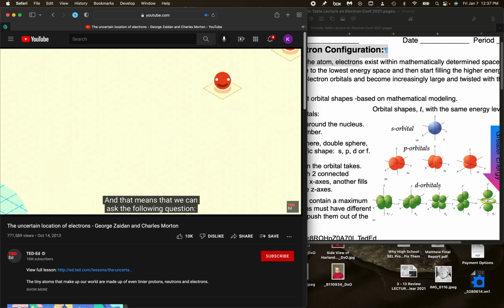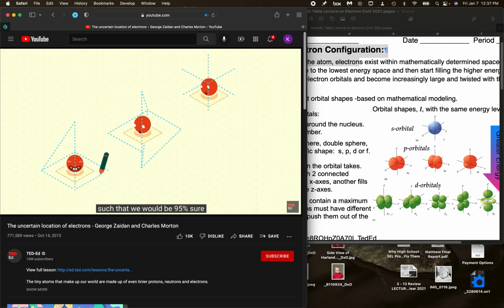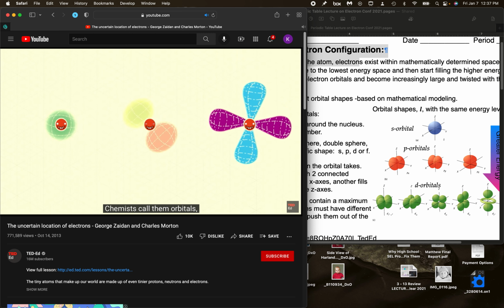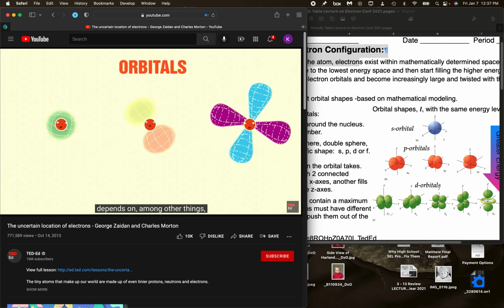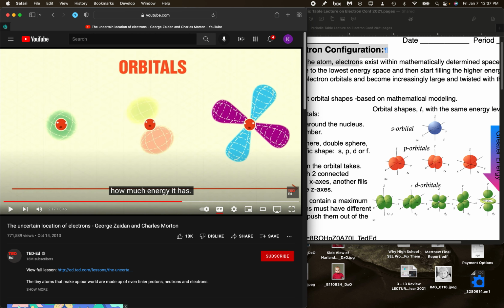And that means that we can ask the following question. If we drew a shape around the nucleus such that we would be 95% sure of finding a given electron within that shape, what would it look like? Here are a few of these shapes. Chemists call them orbitals, and what each one looks like depends on, among other things, how much energy it has. So, to reiterate, these are spaces in which an electron can exist if you're looking for it. So I wouldn't look for an electron in this orbital out here, because I would be unlikely to find it. I would look inside this space right here if I was looking for an electron in this orbital.